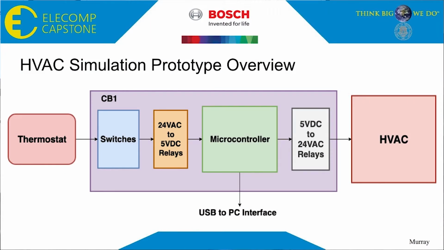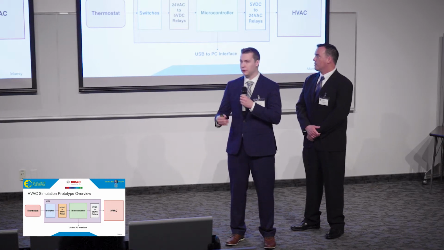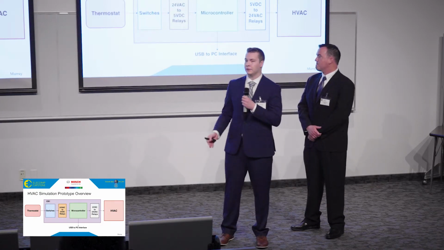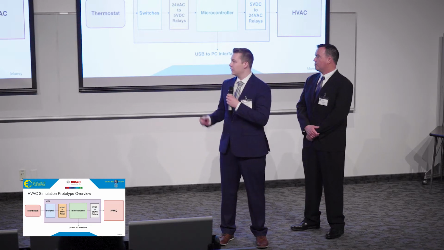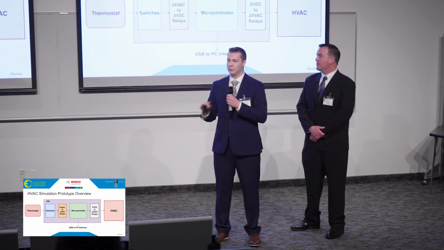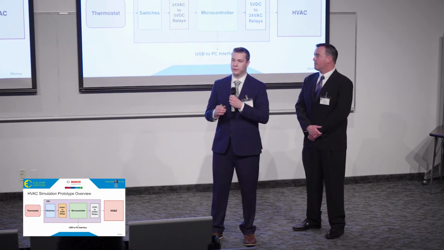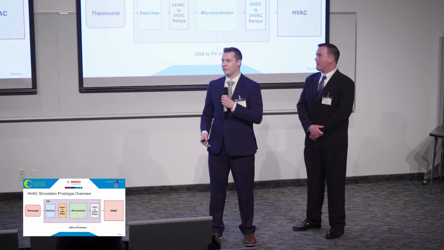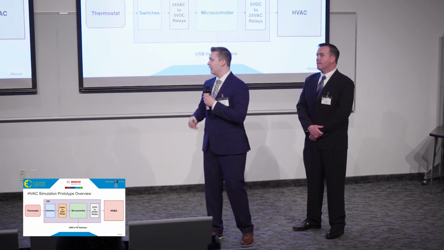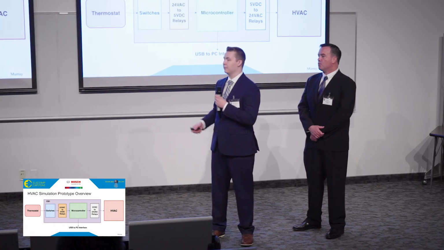The image shown here is the final system architecture that we came up with. First, the signals from the thermostat are fed to a set of switches. As shown in the previous slide, these switches are used to manipulate the signals going into the HVAC. Next, a set of relays is used to step the voltage of these down to about 5 VDC for the microcontroller. The microcontroller is then used to output the data to the GUI that we developed via USB connection. A second set of relays is used to step the voltage back up to 24 VAC for the HVAC to handle.